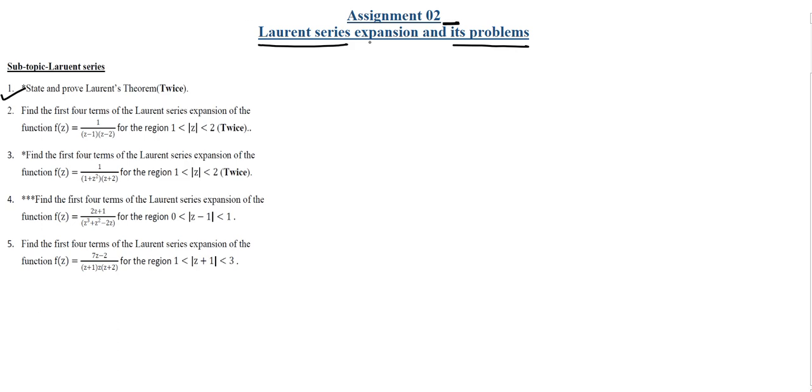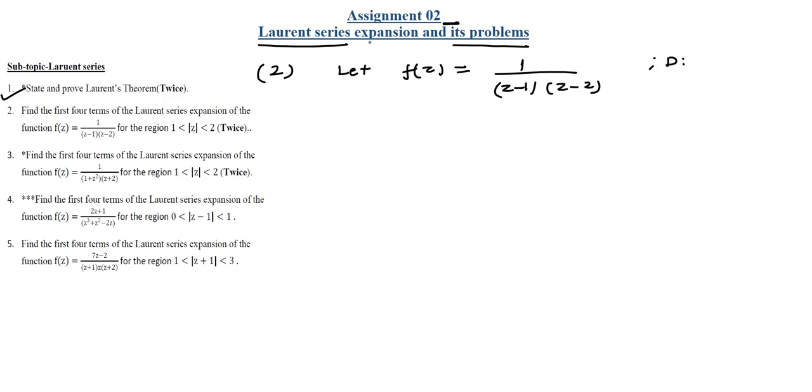So let us consider problem 2. Here the given function is f(z) = 1 / ((z - 1)(z - 2)), and the given domain D is 1 < |z| < 2. You can see this domain is concentric circles, or in other words, the annulus region.